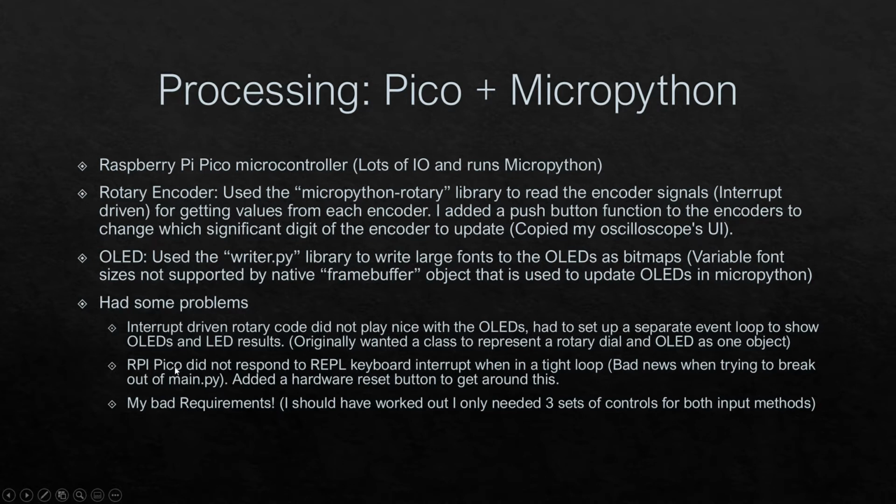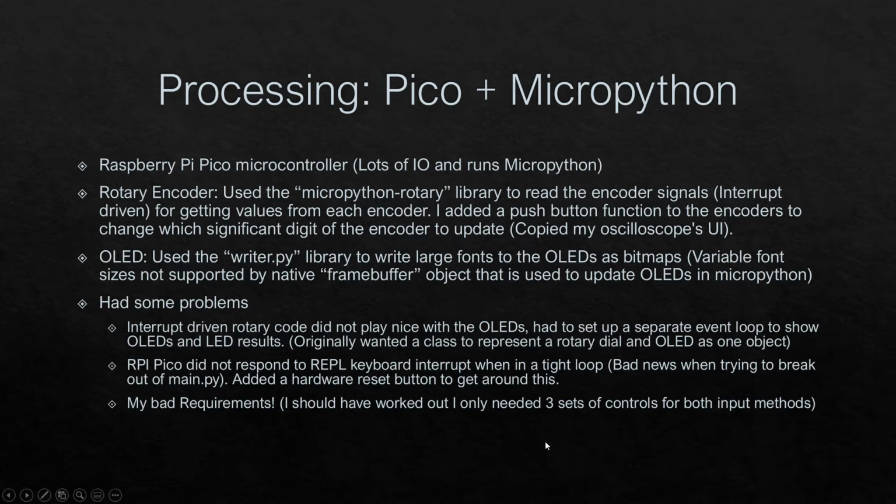Another thing I ran into was the Raspberry Pi Pico did not seem to respond to a keyboard interrupt, especially when I was in the main loop. Normally what you want to do is have the main.py start up when you turn on the power so that the code starts up automatically. But because it didn't seem to want to jump out on a keyboard interrupt, which is normally the way you get out of that code that's running, I was caught in an infinite loop there where it wouldn't let me break out and actually update the code.